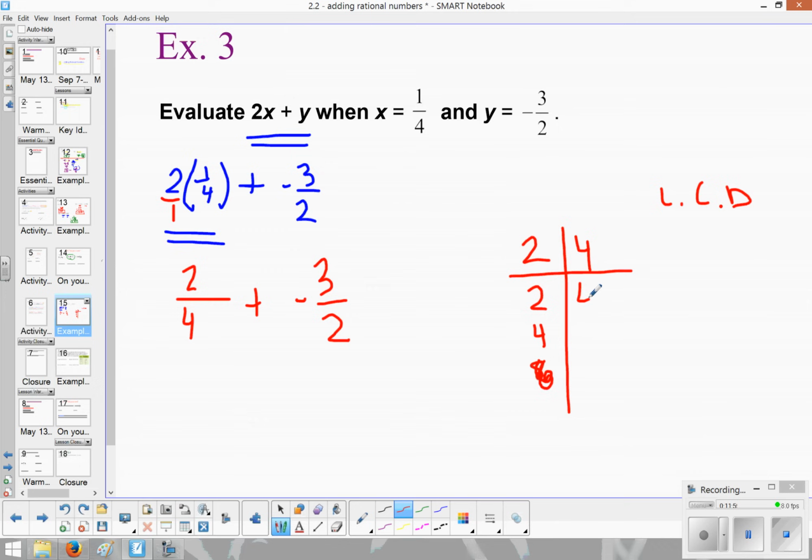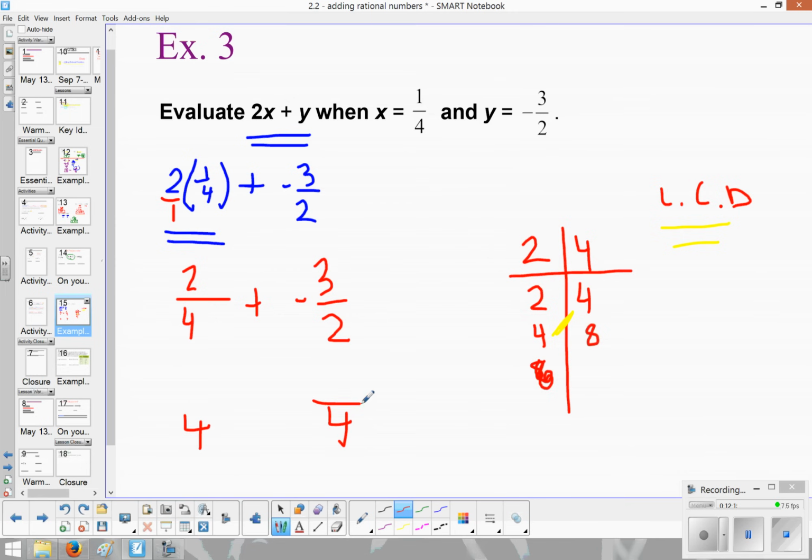4 times 1 is 4. 4 times 2 is 8. Okay, stopped right there because I noticed 4 and 4 is what they have in common first. Remember, the first number they have in common is their LCD. So I'm going to use 4 as their common denominator.